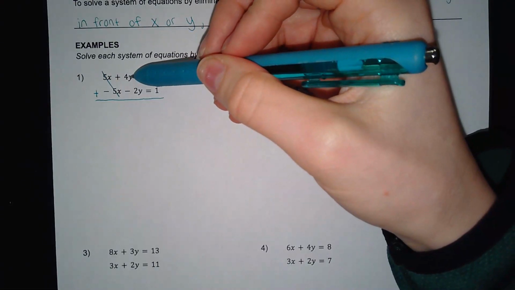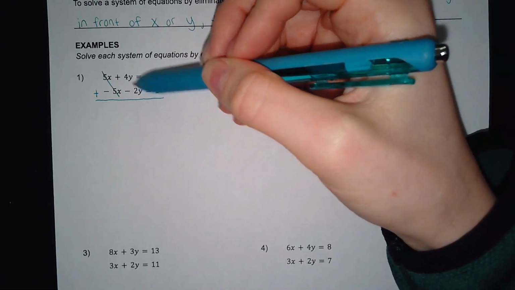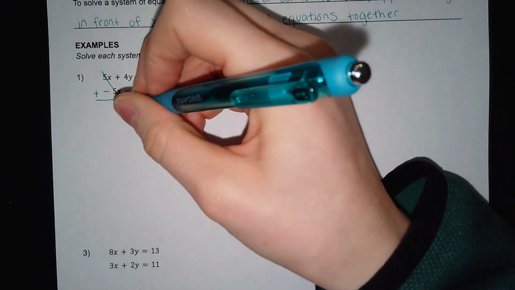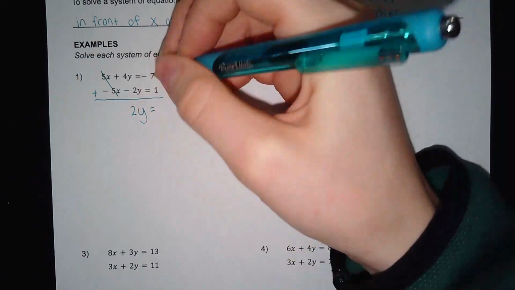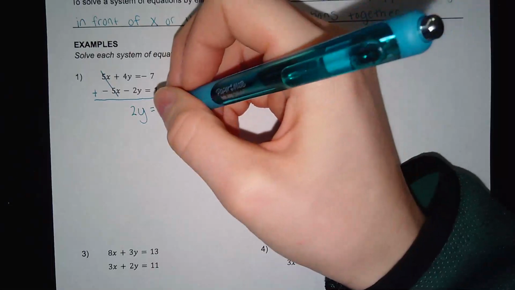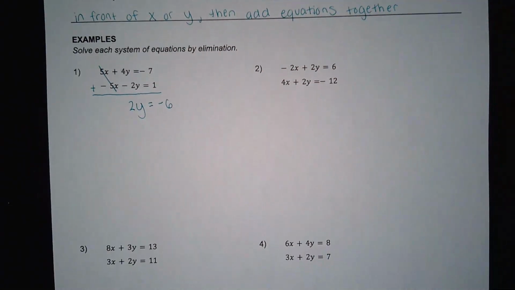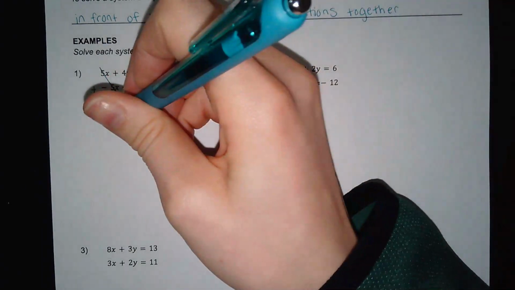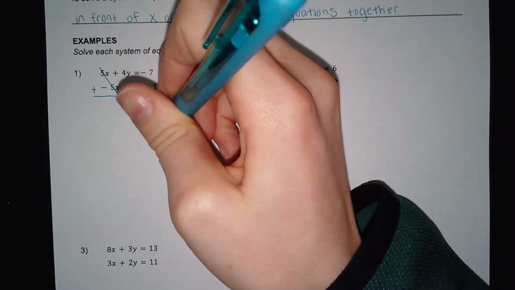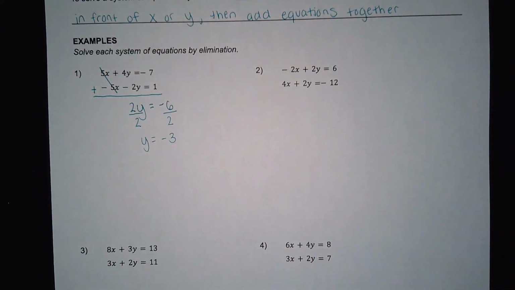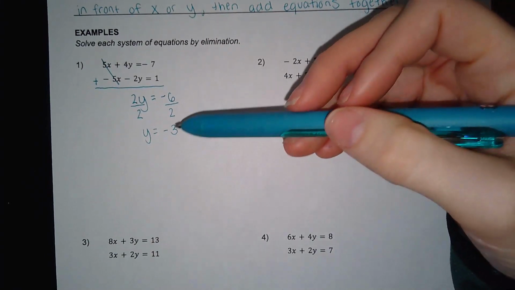We can add 4y plus negative 2y. I would think of this as a negative 2, so 4 plus negative 2 is 2y. And then we also have to add over here negative 7 plus 1. Negative 7 plus 1 is negative 6. Now, we have a pretty simple equation that we're solving here, so we could divide by 2 on both sides, which makes y negative 3.